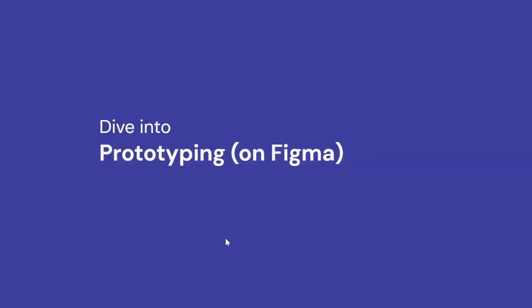All right, so now that Vivi has outlined the different kinds of prototyping, I'm again going to dive into what that really looks like in design software. We're going to be using Figma here as an example.